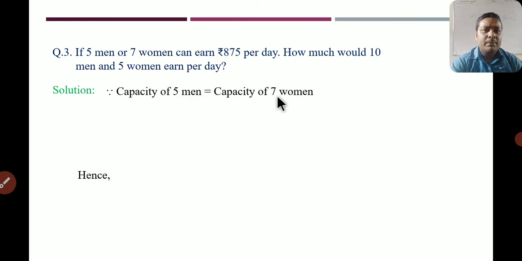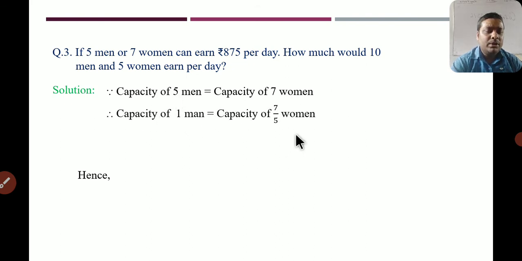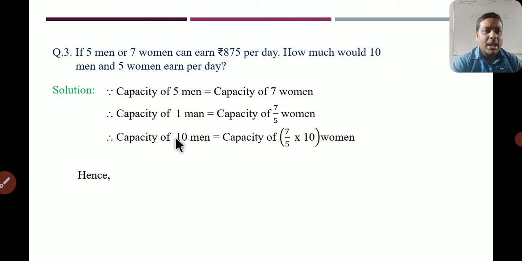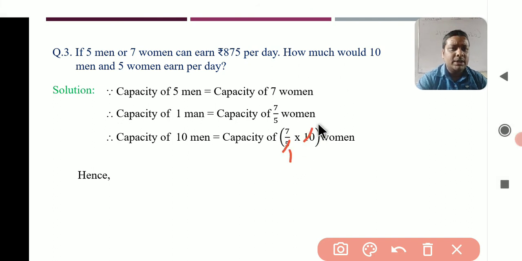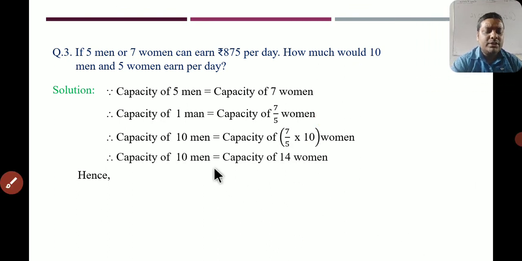So the capacity of 5 men is equal to the capacity of 7 women. Then what will be the capacity of 1 man? 5 will be on the downside, 7 by 5 women. Now you can see 10 men and 5 women. The question is asking for 10 men. So now we will put the capacity of 10 men equal to 7 by 5 into 10: first divide, then multiply. 5 ones are 5 and 5 twos are 10. It means 7 twos are 14 women. So we can say that the capacity of 10 men will be equal to the capacity of 14 women. Now you can see that instead of 10 men, 14 women can work, and 5 more women.